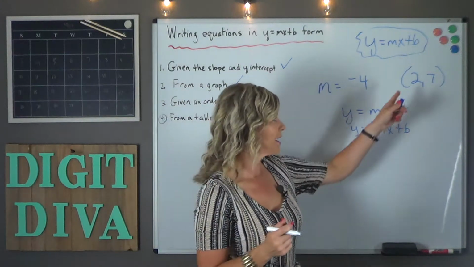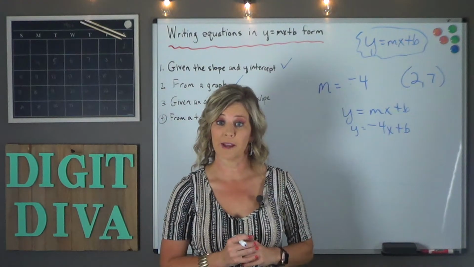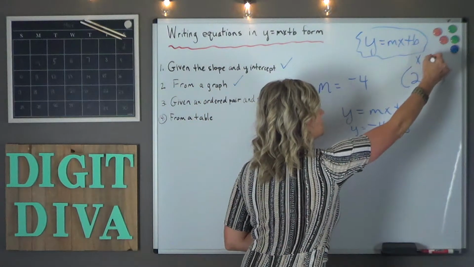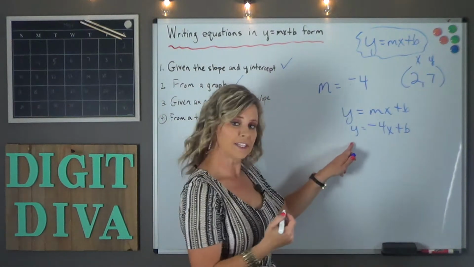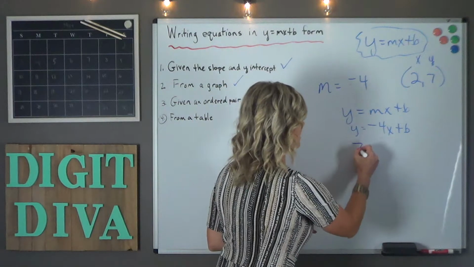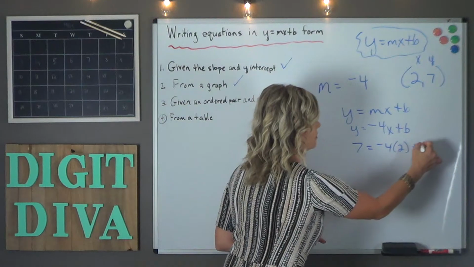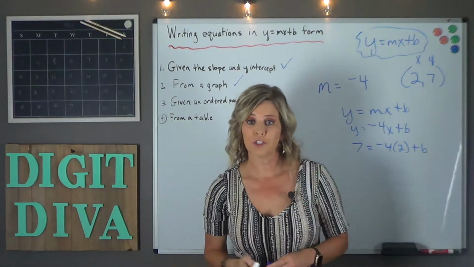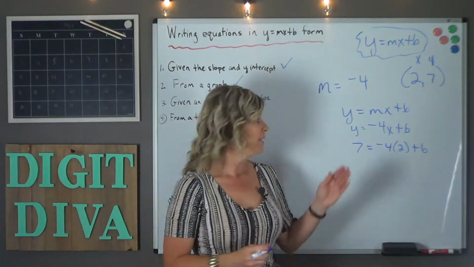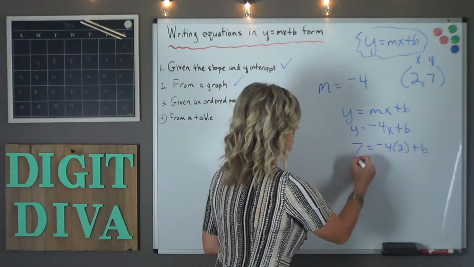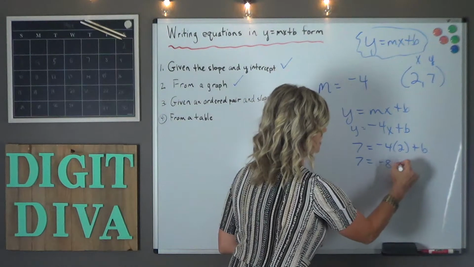But let's go back. They did tell us what our ordered pair was. It's 2 and 7. So this is x and this is y. So instead of writing y, I'm going to write 7. Instead of writing x, I'm going to write 2, okay? So we're substituting in what we know into these variables, okay? Then I'm going to clean it up a little bit, and I'd have 7 equals -8 plus b.